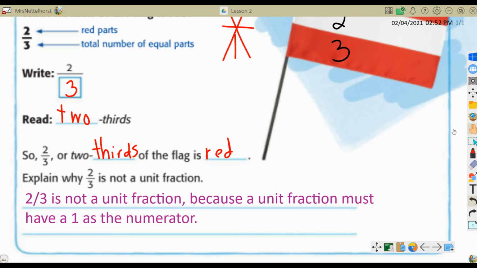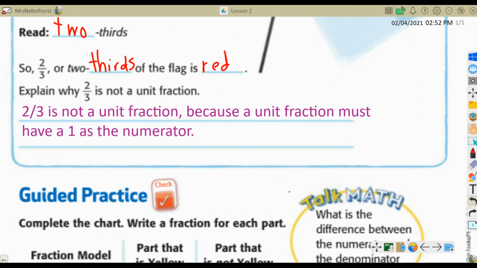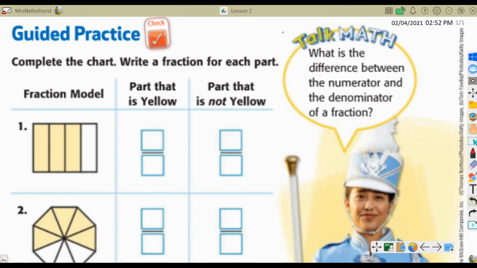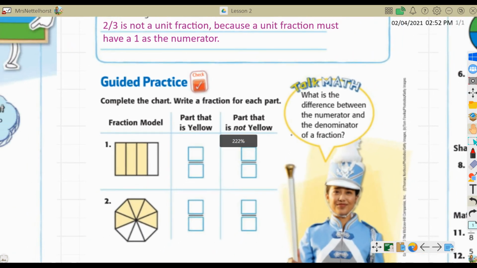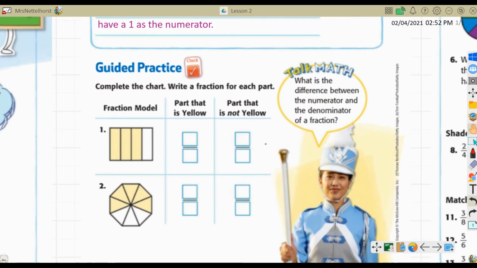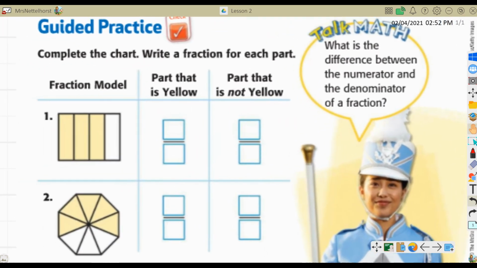Okay, let's do some guided practice. Remember, this is the part where I explain it to you, and then you are going to pause and write your answer. So complete the chart, write a fraction for each part. Now notice that this chart, let's see how many rows we have here, just 2. Okay, so on this chart, we have 2 rows. The first column shows the fraction model. The second column says the part that is yellow, and look at this. Then it says the part that is not yellow in the third column.